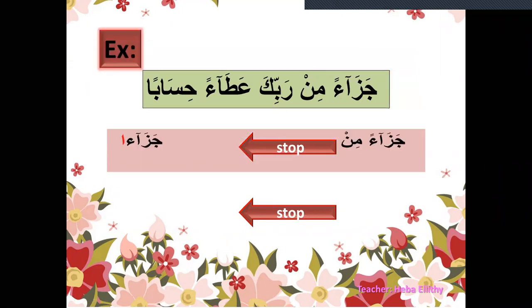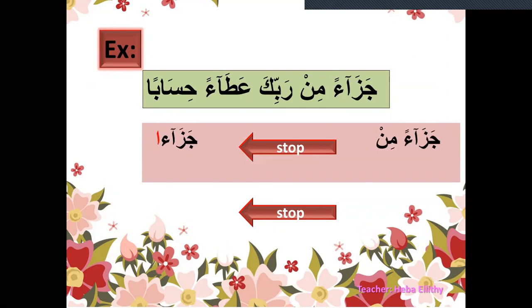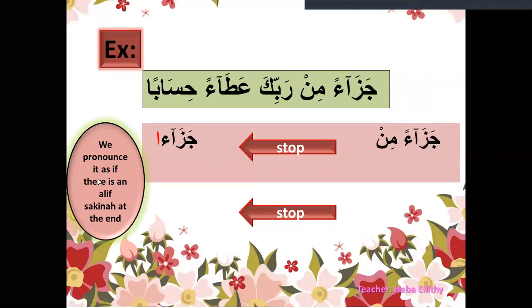In these examples, we have the word جزاء من. I follow the tanween rules when I connect, which is idgham here, merge. But when I stop, how can I stop on it? جزاء. So I stop with ألف ساكنة. I pronounce it as if there is an ألف ساكنة and I stretch it 2 beats, like natural مد.